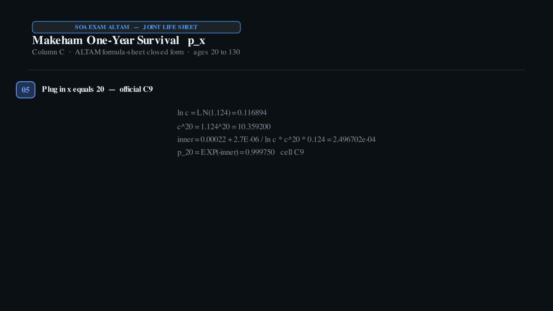At age 20, ln of 1.124 is 0.116894. C to the 20 is 10.3592. The Makeham inner sum is 0.000250. Exponential of the negative is P20 equals 0.999750. That is the cached value in C9.